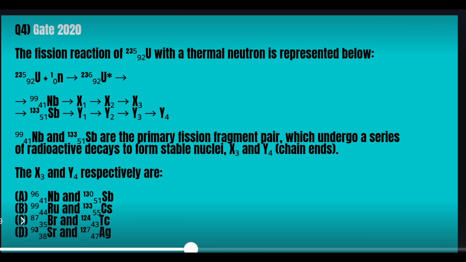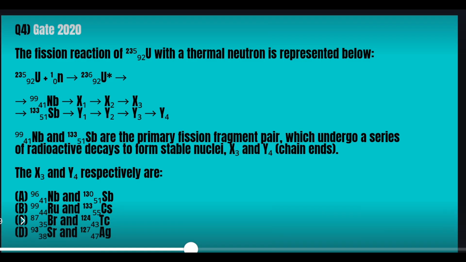Nb 99, 41 and Sb 133, 51 are the primary fission fragment pair which undergo a series of radioactive decays to form stable nuclei X3 and Y4. That chain ends. The X3 and Y4 respectively are. Here four options are given.